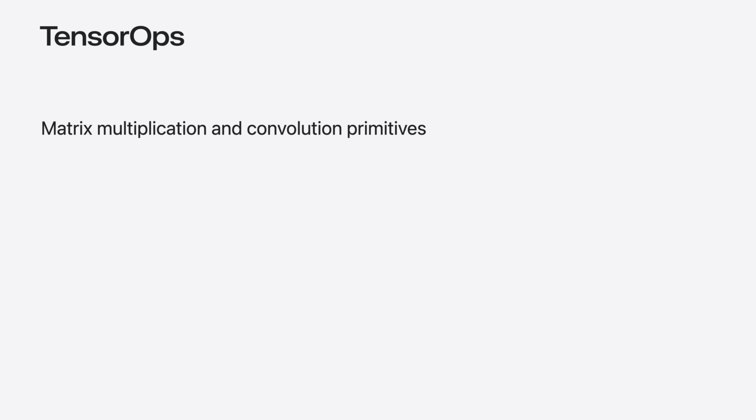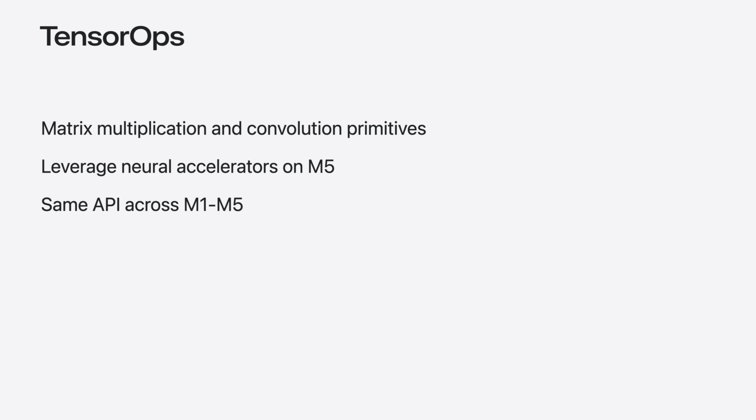TensorOps are matrix multiplication and convolution primitives purpose-built to leverage neural accelerators on M5. The API is portable. The same code runs across Apple's entire GPU family from M1 to M5. On older GPUs without neural accelerators, TensorOps falls back to optimized shader implementations. And because TensorOps lives inside your Metal shaders, you can seamlessly mix it with other Metal shader code, custom activations, data transformations, or whatever else you need.